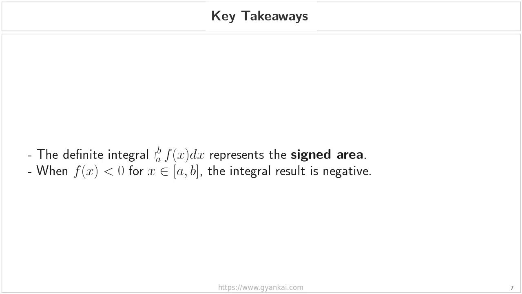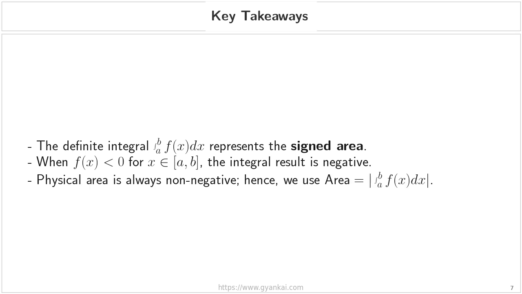Second, keep in mind that when the function f of x is less than 0 for all x values within the interval from a to b, the result of your integration will naturally come out as a negative number. Third, because we are dealing with geometry, we must remember that physical area is always a non-negative quantity. This is why, as we saw in our step-by-step procedure and our worked example, we use the absolute value of the definite integral from a to b of f of x dx to find the actual area.